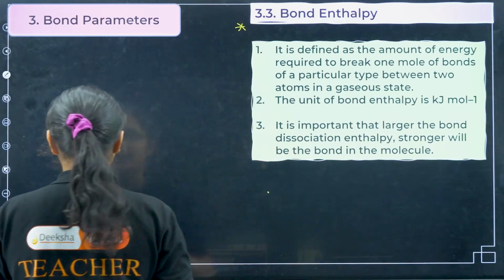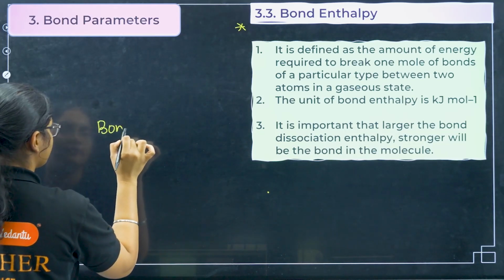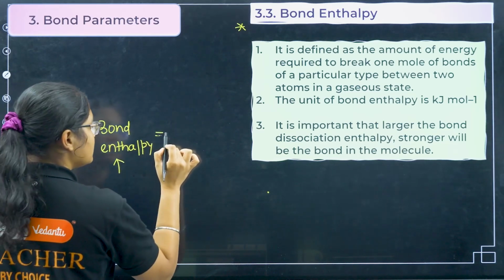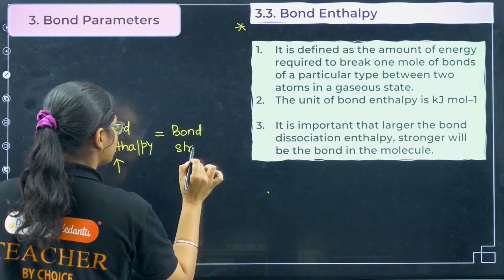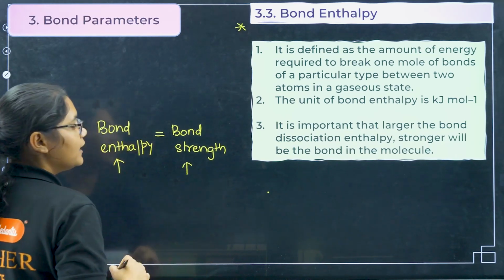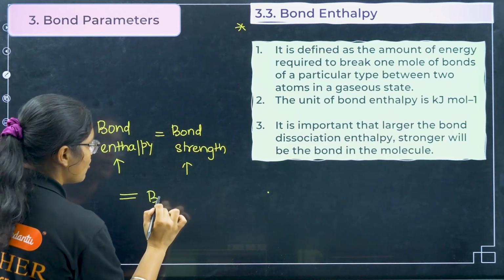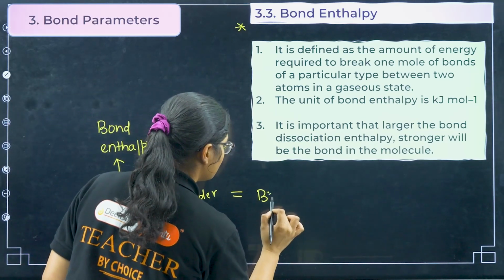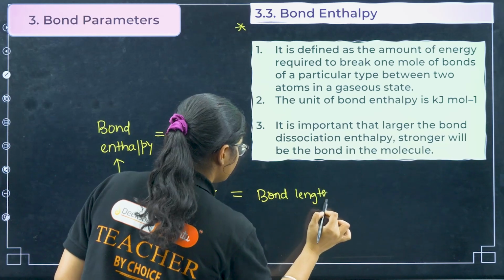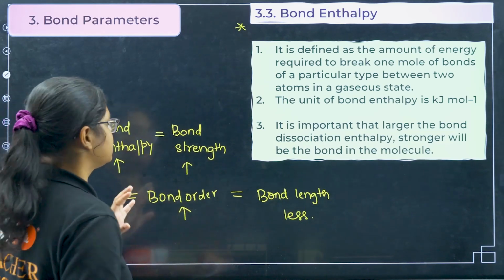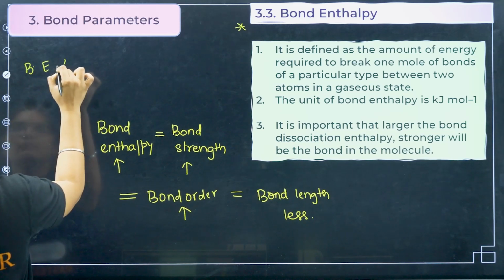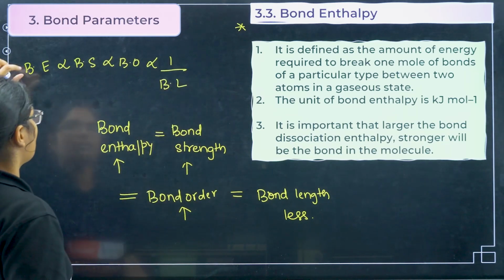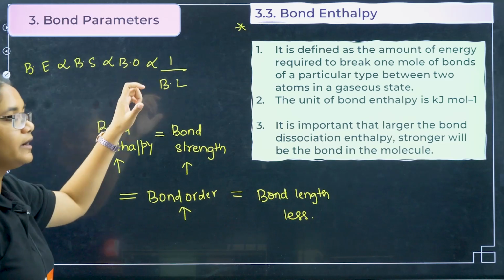Here one very important point is there. If bond enthalpy is very high, that means the bond is very strong, bond strength is high. If bond strength is high, that equals high bond order, which I will show just now, and if bond order is high, that equals bond length is less. So what exactly I want to say? Bond enthalpy is proportional to bond strength, proportional to bond order, and inversely proportional to bond length. So if bond enthalpy is more, bond strength will be more, bond order will be more and bond length will be less.